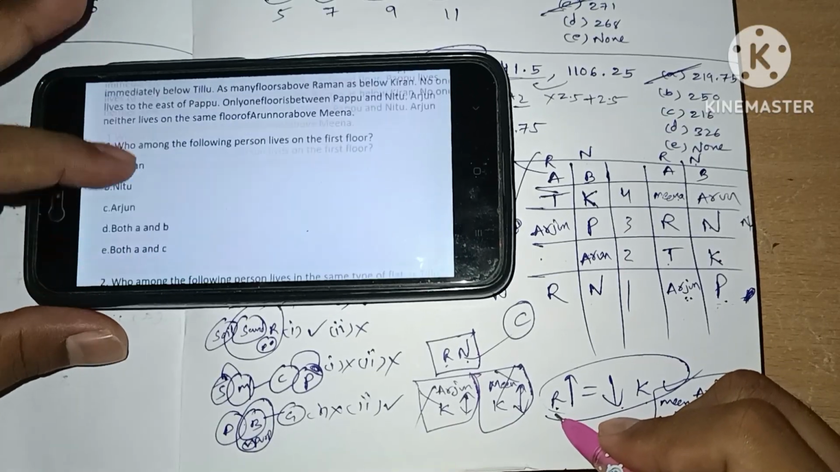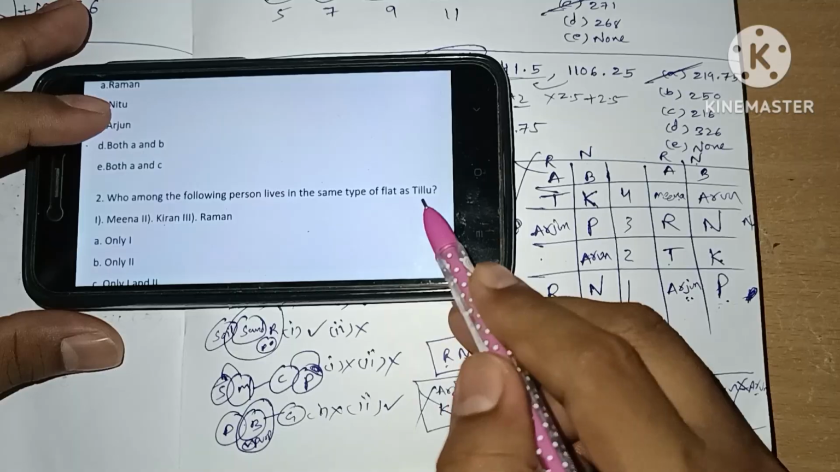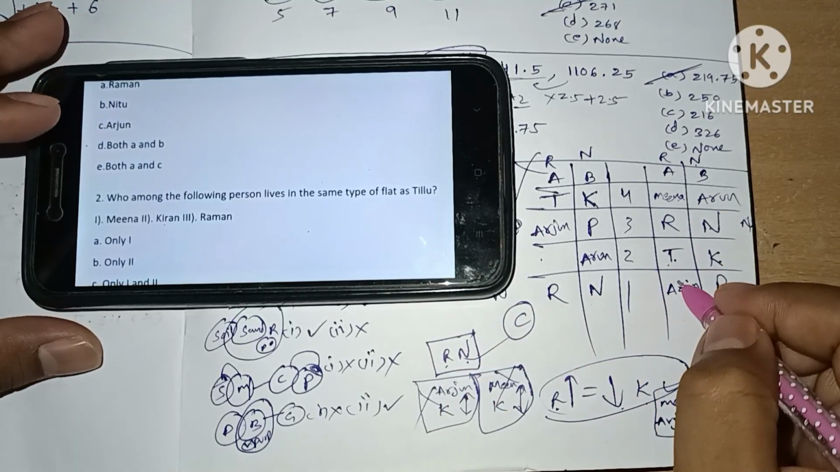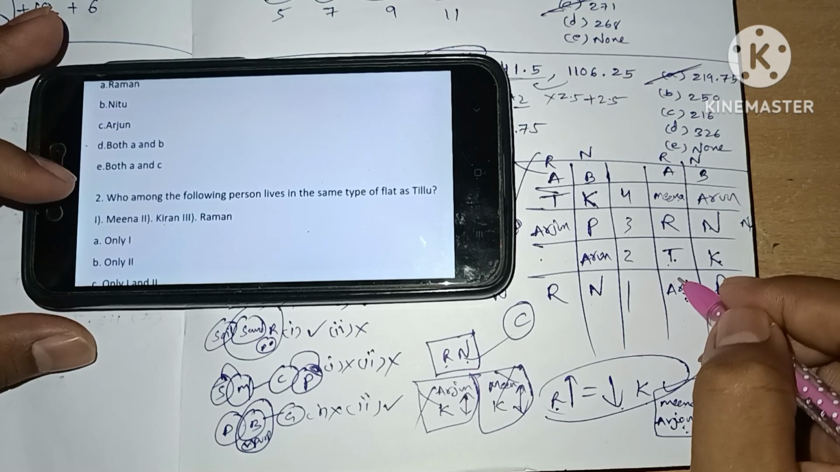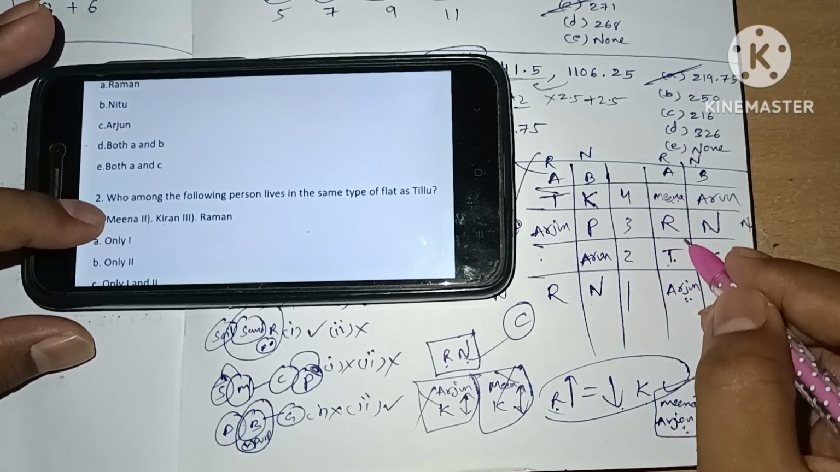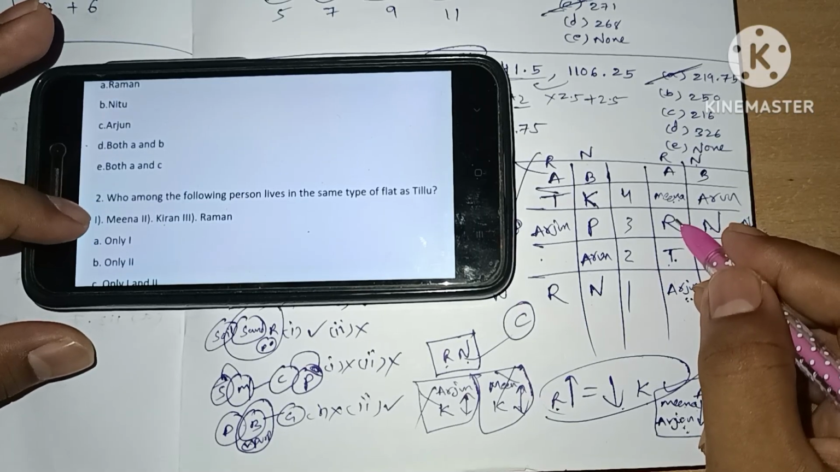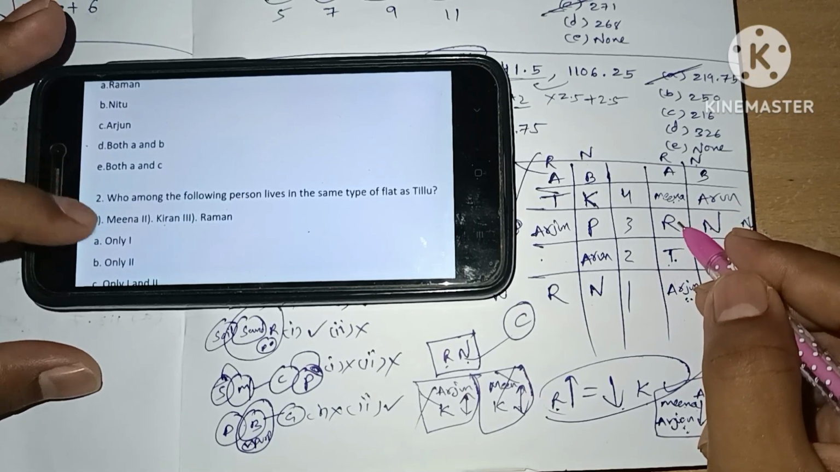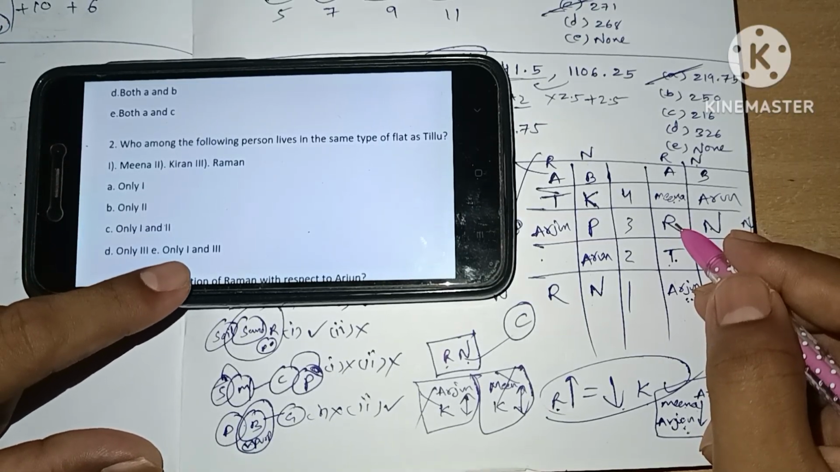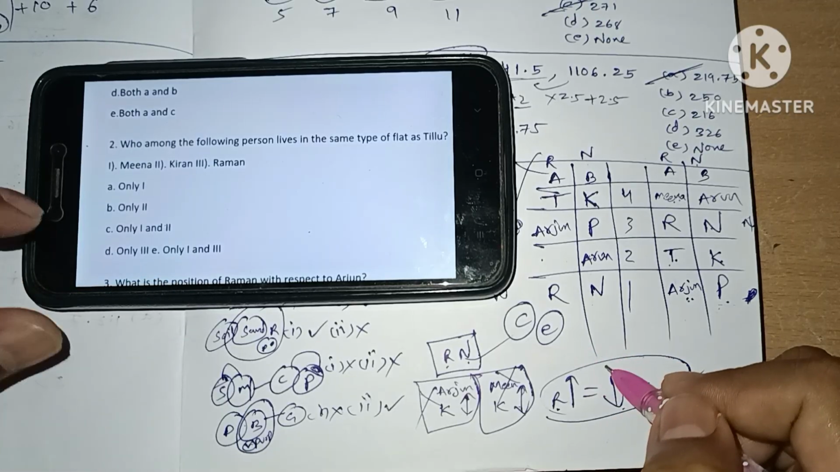Next, second question. Who among the following persons lives in the same type of flat as Tillu? Same type of flat as Tillu. So we need to check flat A. Meena, okay. Kiran, no. Raman, yes. So Meena and Raman, 1 and 3, both 1 and 3 is our answer. Option A, option E is our answer. Only 1 and 3.